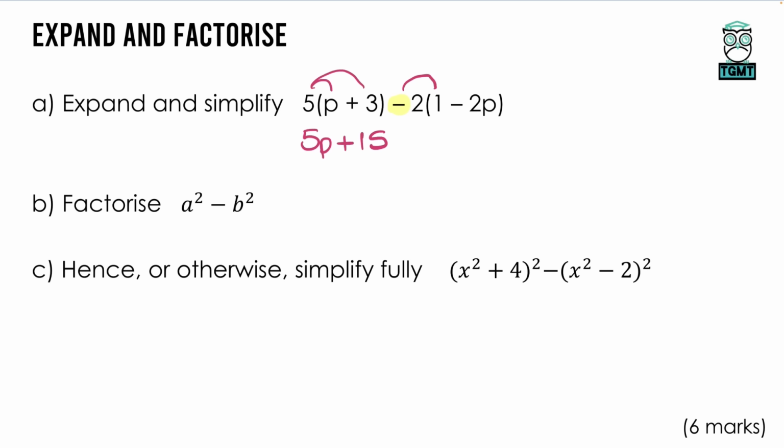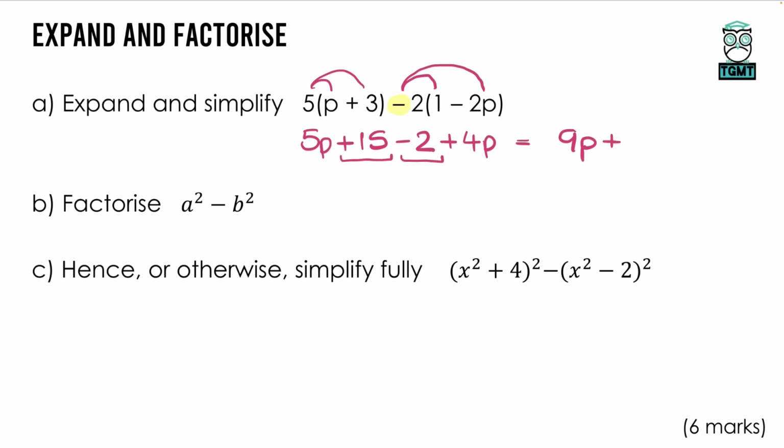So negative 2 times 1 is minus 2. And negative 2 times negative 2p would be positive 4p. And now we can collect those like terms together. So we have 5p, add 4p. So in total, we are going to have 9p. And then we also have the 15 here. Take away 2, which leaves us with 13.